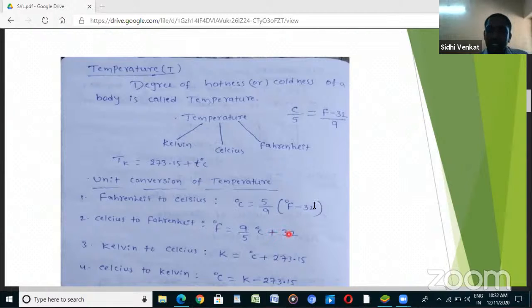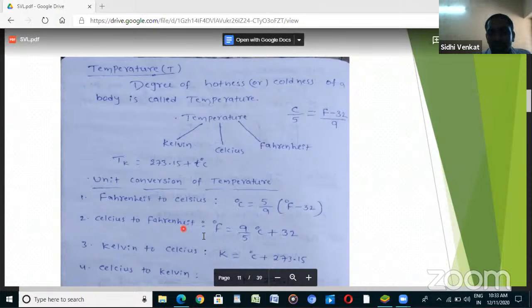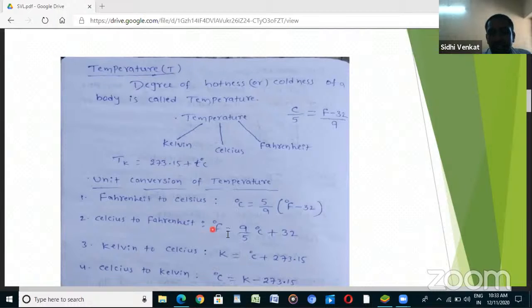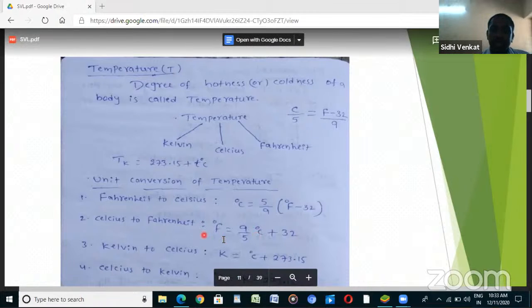How does this equation come? Look at this formula. In cross multiply, 9 comes to this side, 9C by 5 equals F minus 32. This minus 32, we can find the value of F. F equals, minus 32 comes to this side, that is plus 32. Celsius to Fahrenheit: F degree equals 9 by 5 degree centigrade plus 32. That is the Celsius to Fahrenheit.